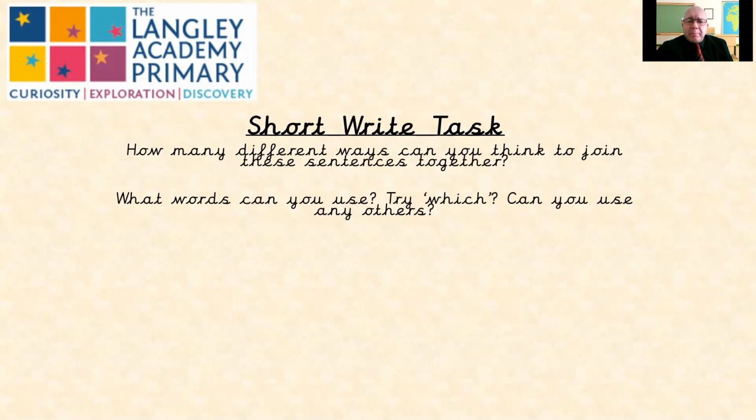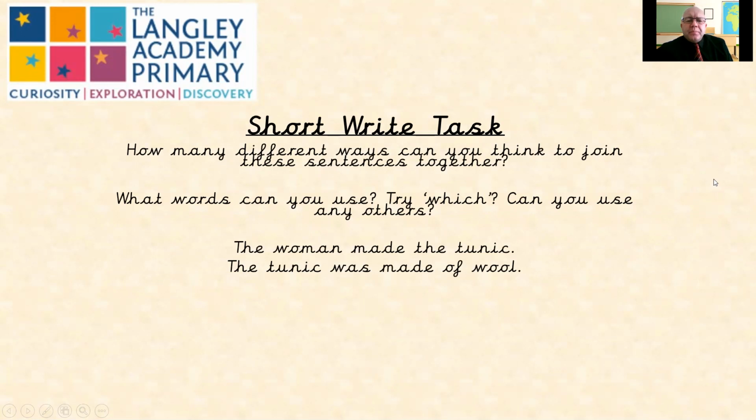So I'm going to give you an example. You can use this example as one of yours, but I will be incredibly disappointed if we can't come up with quite a few other ways of joining these sentences together. So let's take a look. First one here: the woman made the tunic, and the tunic was made of wool. Two sentences relating to our Anglo-Saxon topic.